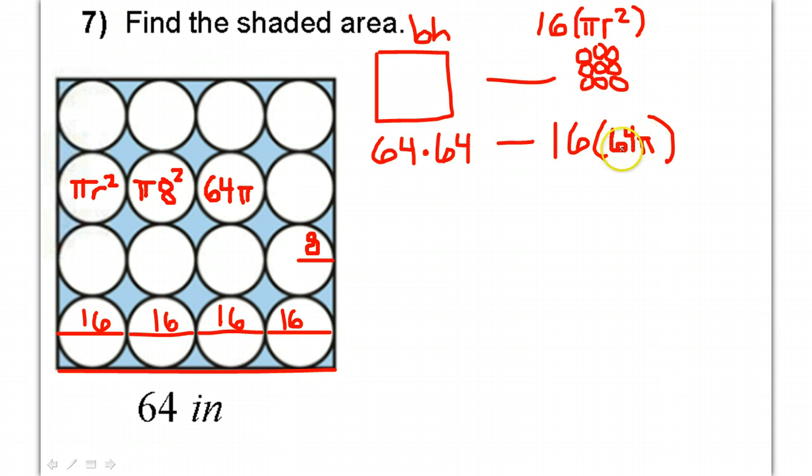So I'm going to take 64 pi, again, that's the area of one circle. I'm going to multiply it by 16 because I need to subtract 16 of them. So let's see what that gives us. 64 times 64, that's 4,096. So I have 4,096 minus, let's see, 16 times 64. That's 1,024 pi.